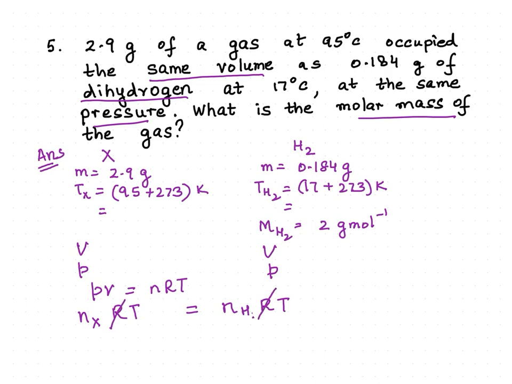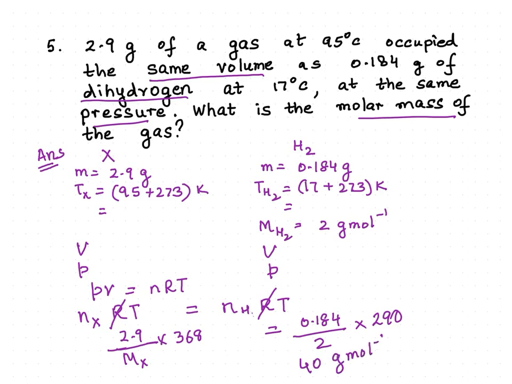Number of moles. How do you determine number of moles? Mass divided by the molar mass of gas X into the temperature, that is your 95 plus 273. What's the value you've got? Substitute the value. Again, number of moles of hydrogen, that is mass divided by the molar mass into the temperature. Again, substitute the value and give me the answer. Would you like to know the answer to this question? Absolutely. It is 40 gram per mole as the molar mass of gas X.